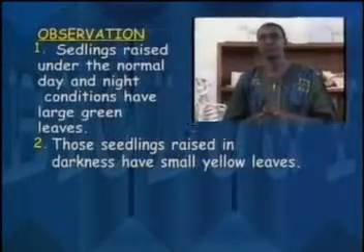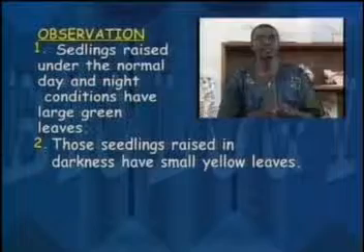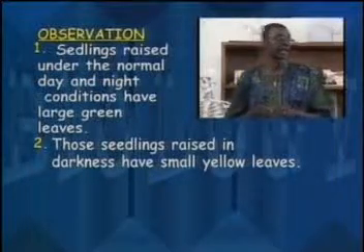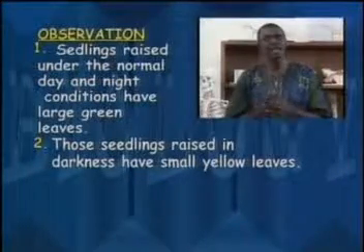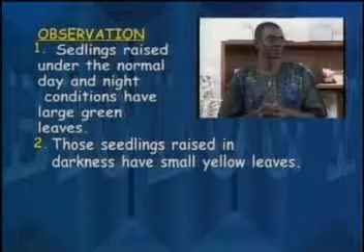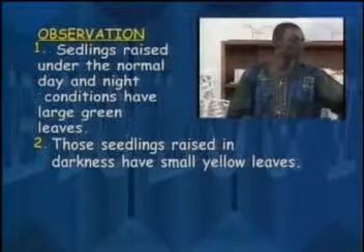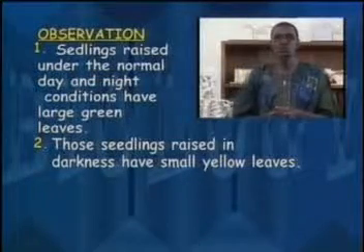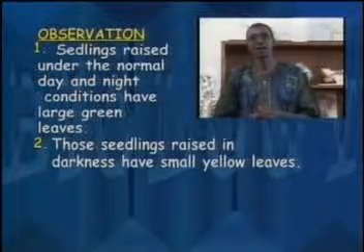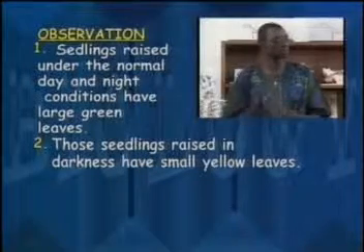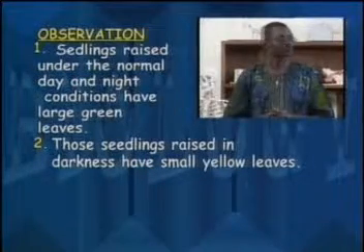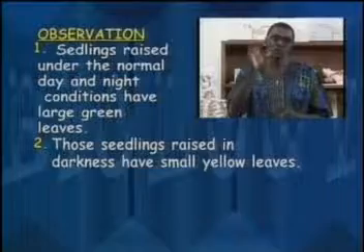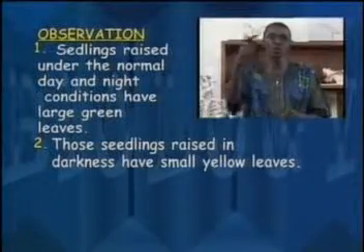Now, observation. Seedlings raised under normal day and night conditions have large green leaves. We observe it from the experiment. Those raised in darkness have small yellow leaves. We come to the conclusion. We are going to look at the observation and conclude.